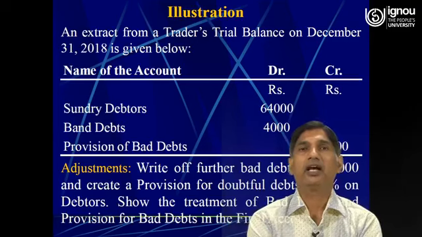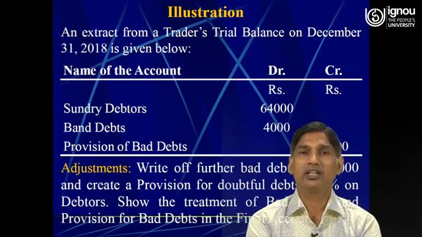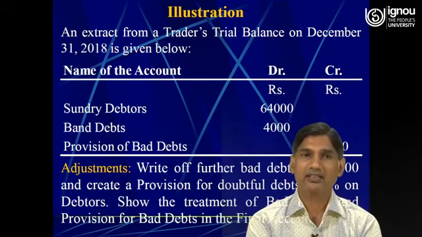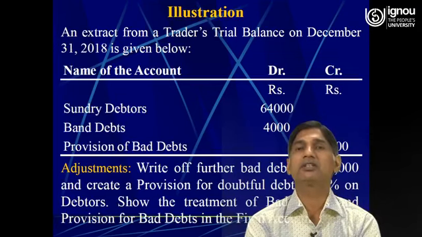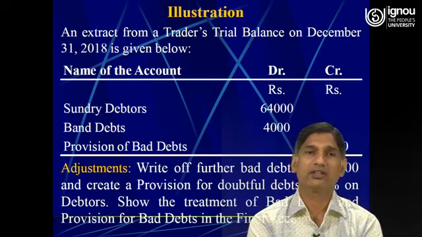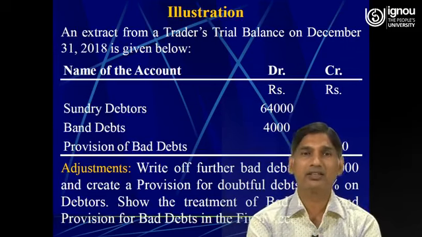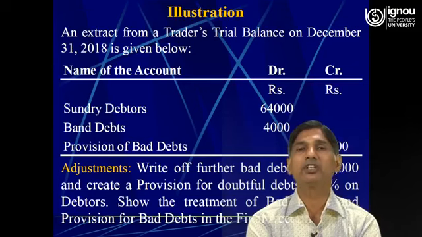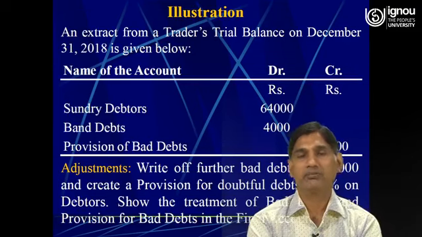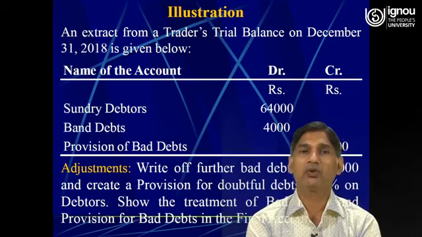So here an illustration is given that on 31st December 2018 the amount of debtors is 64,000, bad debts is 4,000, provision for bad debts 7,000. It means the 7,000 is the old provision. Further bad debts is given as rupees 2,000 outside the trial balance, and we have to create a provision for doubtful debts at the rate of 5% on debtors. Show the treatment of bad debts and provision for bad debts in the final accounts. So it's very clear, friends.